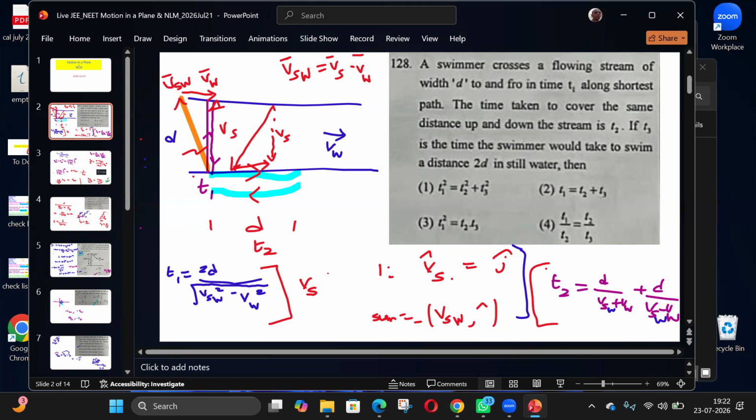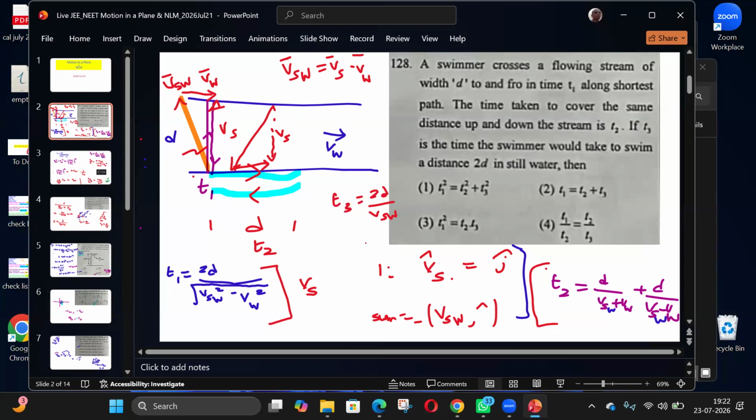So T3, when the water is still, whatever is the distance, say 2d, divided by the velocity of swimmer with respect to water. Velocity of swimmer with respect to water is the property of the swimmer, which is fixed in all the cases 1, 2, 3.